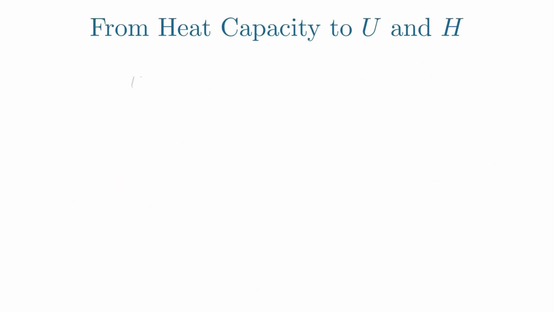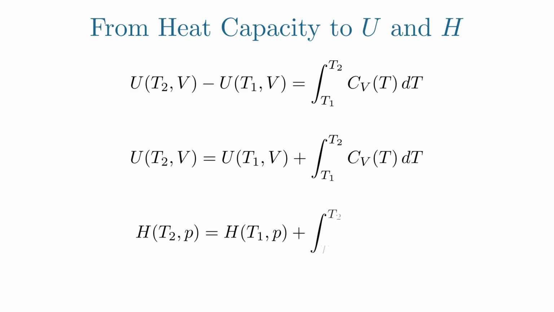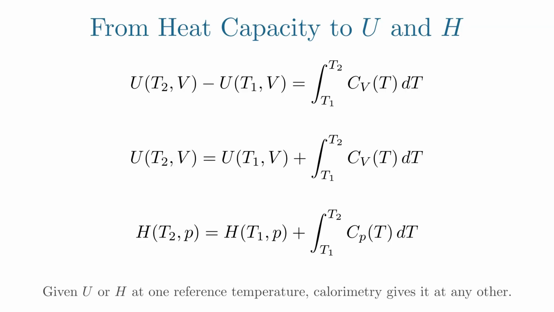At constant volume, we have U(T2, V) minus U(T1, V) equals the integral from T1 to T2 of C_V(T) dT. Or equivalently, we can put U(T1, V) on the other side. And similarly, we have an analogous expression at constant pressure for enthalpy change. Therefore, if the internal energy or enthalpy is known at a reference temperature, calorimetric measurements of C_V(T) or C_P(T) allow us to determine its value at any other temperature.